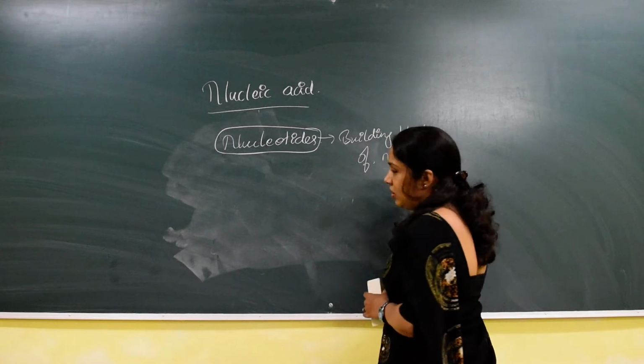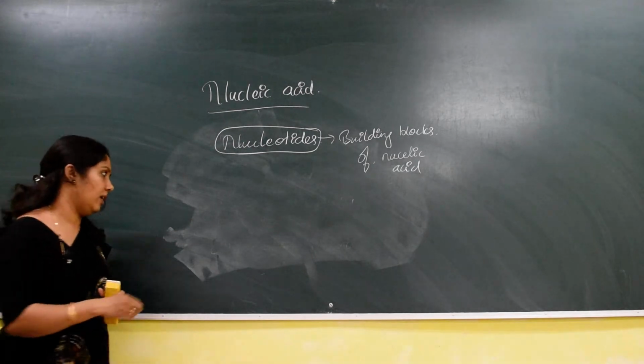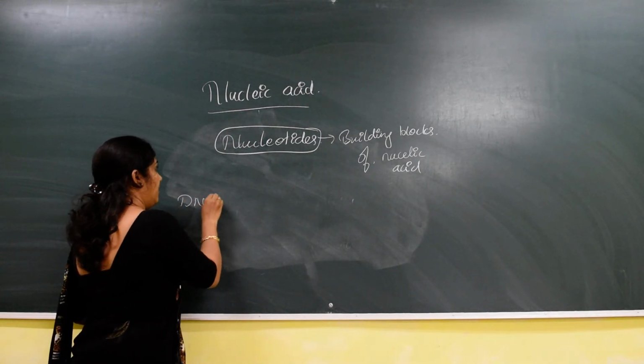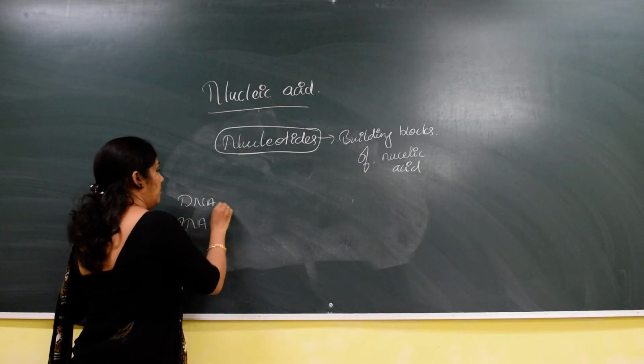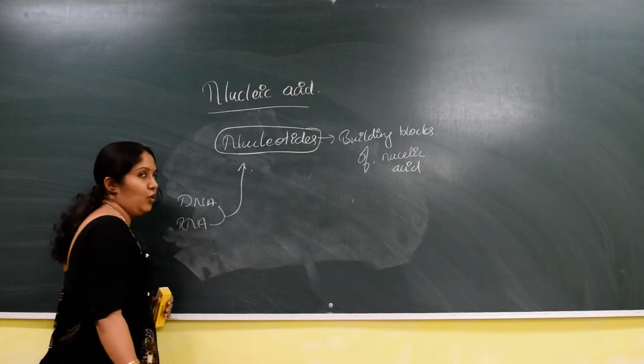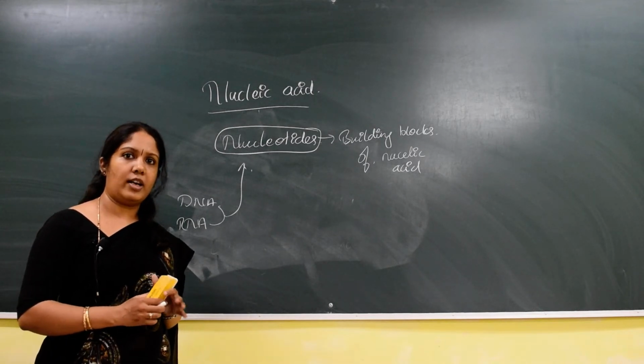Again, the nucleic acid, as we have already said, is DNA and RNA. Hence both DNA and RNA are made up of nucleotides.